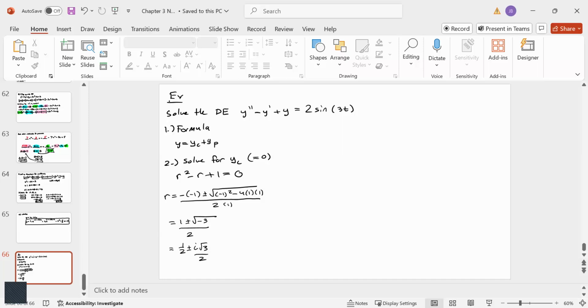So yc is equal to e to the 1 half t, because that's alpha, right? That's our solution, times C1 cosine of square root 3 over 2 t plus C2 sine of square root 3 over 2 t. Right, this is alpha, and this is beta. Oops, I forgot the 2 right here. It's there. Can't forget about that. And we have our particular solution. Now, here's an interesting thing about sine and cosine.